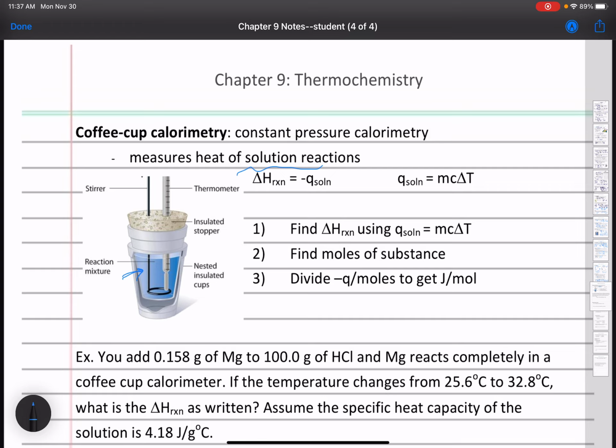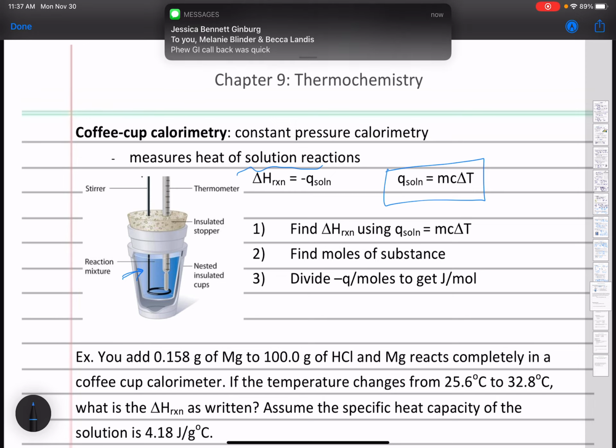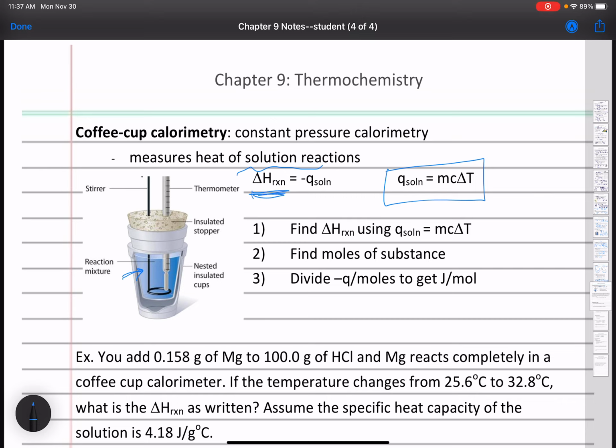So similarly to the bomb calorimeter, we're still using the heat equation here. For coffee cup calorimetry, we're actually measuring the heat of the reaction, not the energy of the reaction, not the delta E, but the delta H, the enthalpy of the reaction, which is just the heat at constant pressure. And the pressure is constant here because it's not well sealed. You have an insulated lid, but gas can escape, pressure can escape, if any is created. So it's usually a very small amount.